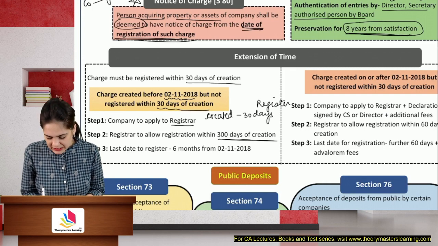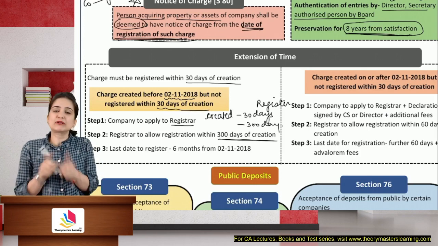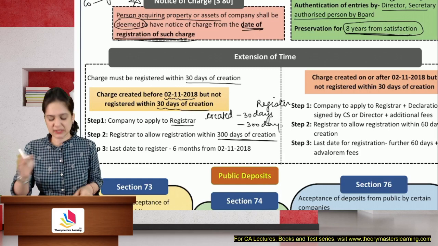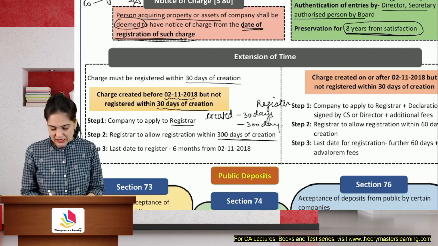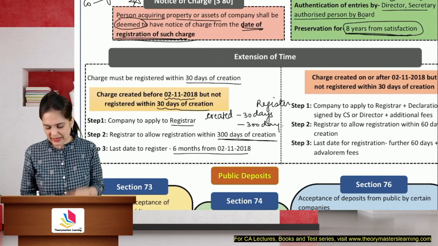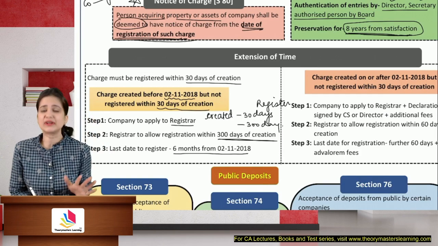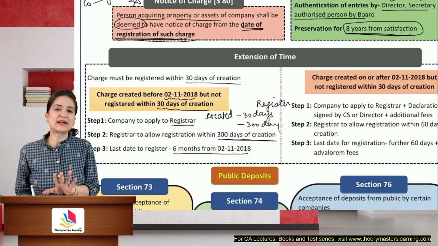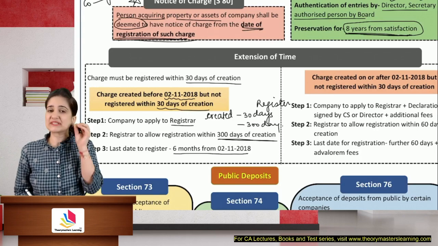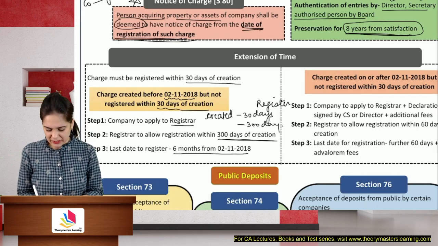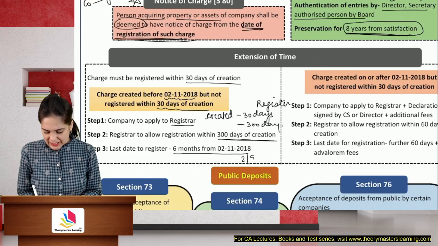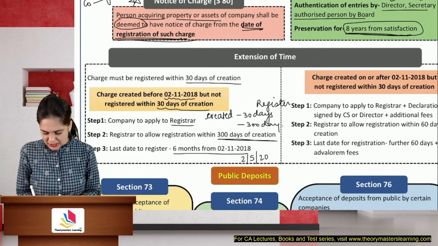If I fail, then I will get 300 days from creation. So all the dates are calculated from creation. Now, the last day to register is 6 months from 2nd of November. It means that if you fail to register even within those 300 days, now you will get time only of 6 months from 2nd of November. It means that you can register by 2nd May 2019.